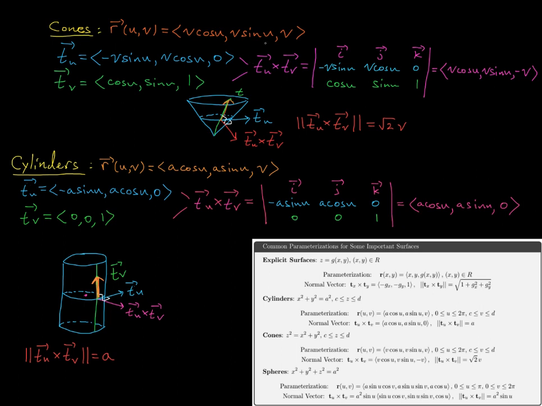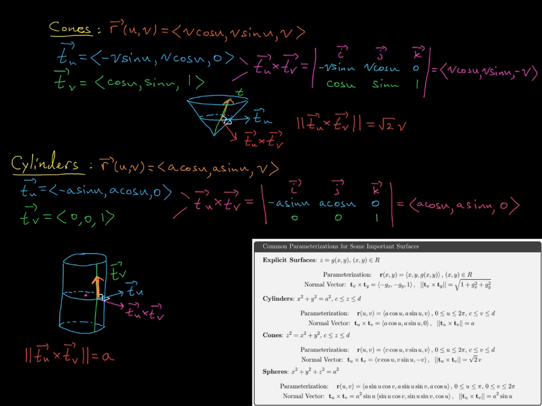And then if I let V vary and I hold U constant, that's just going to move me along one of these lines here, one of these generators for the cone in green. So Tv, this vector in orange, just points along that green line. And see, again, V is just playing the role of radius, whereas A here was the radius of the cylinder, and it was fixed, right?